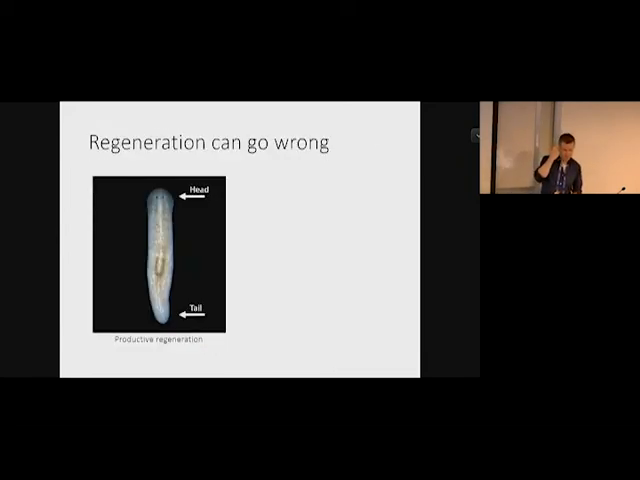But of course, the stem cells themselves are not sufficient for having productive regeneration. So this is an instance of productive regeneration. An animal that was cut a while back, regenerated a head, regenerated a tail.